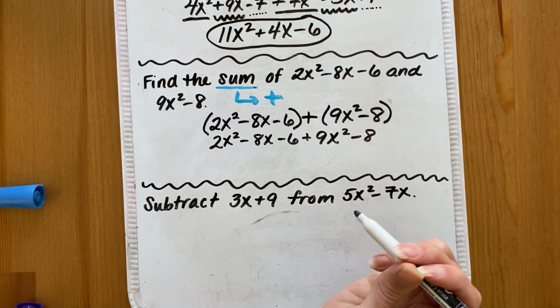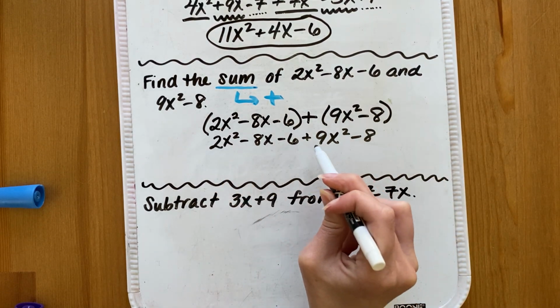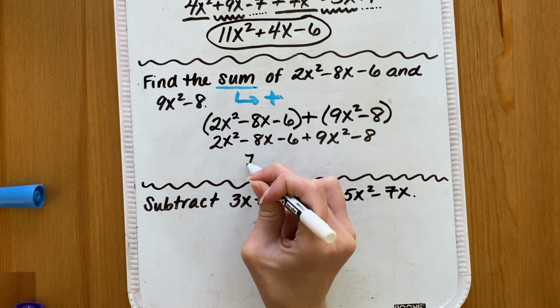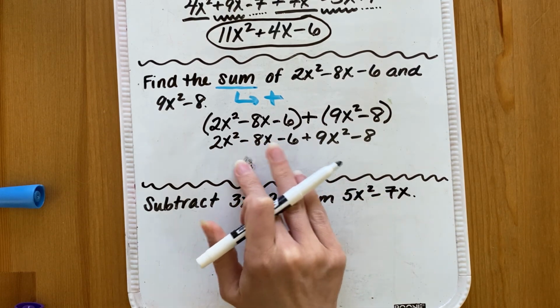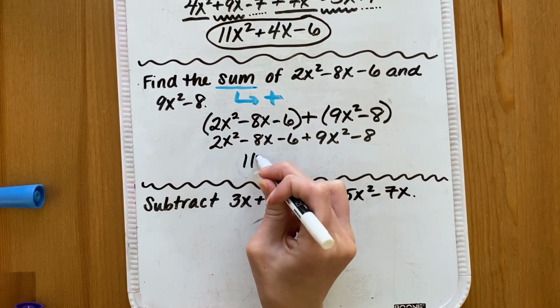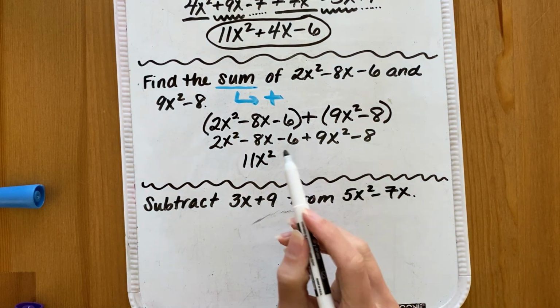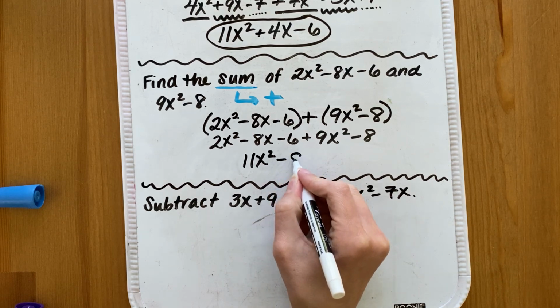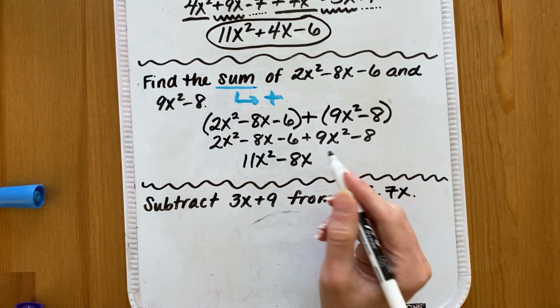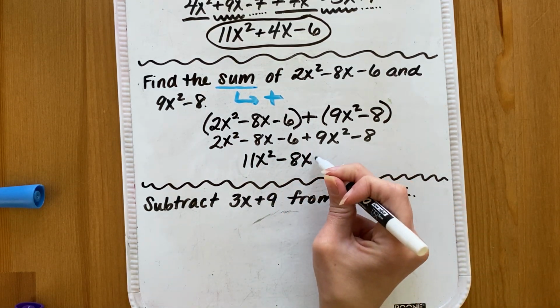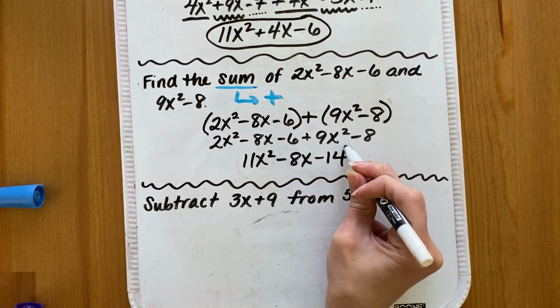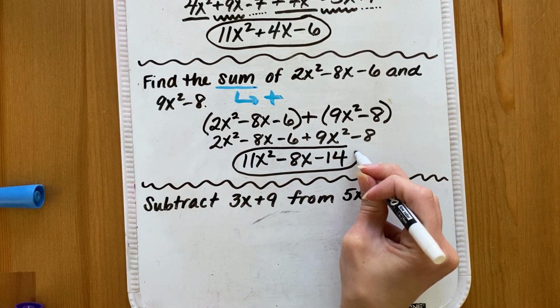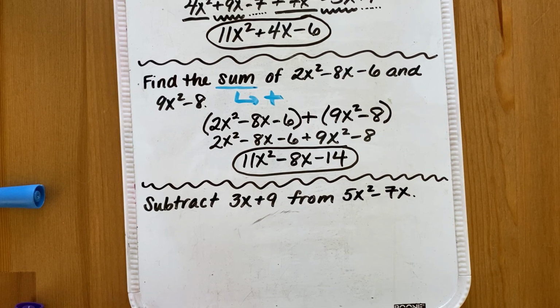And then combine like terms. So I have 2x squared plus 9x squared, which will make, oops, sorry, 11x squared. Negative 8x is the only x term, so it just comes down. There's nothing to combine it with. And negative 6 minus 8 makes negative 14. No more like terms, so that makes our final answer.